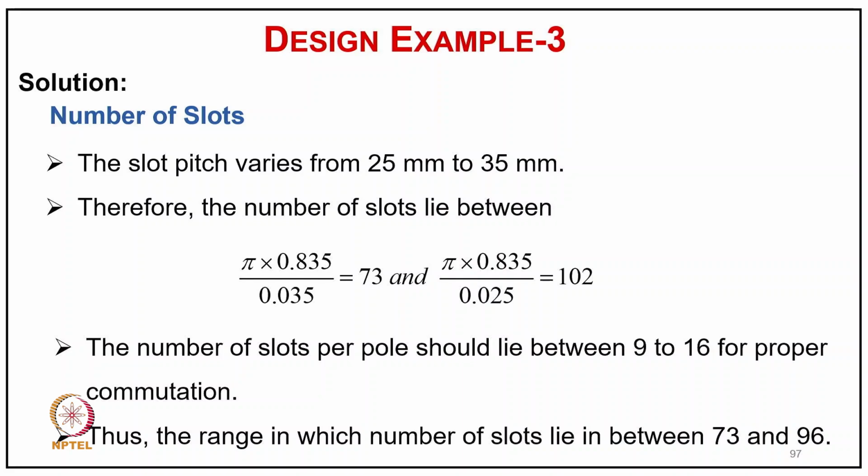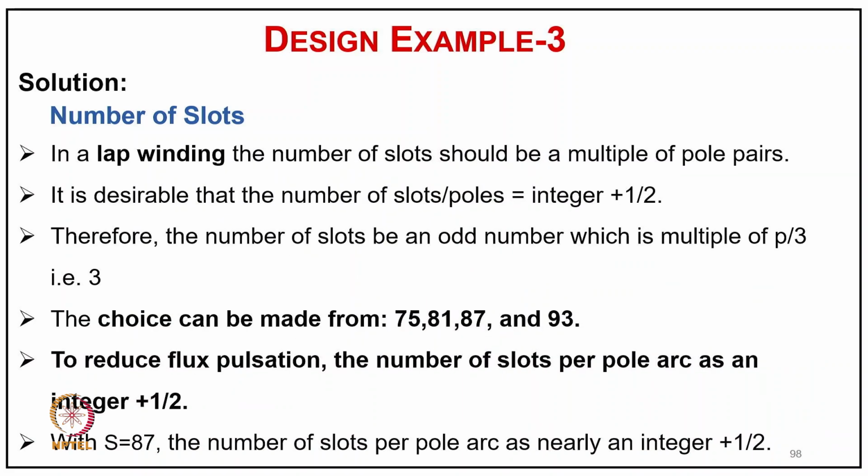Therefore, number of slots lies between pi D upon the slot pitch, so it will be 73, and pi D upon the other slot pitch, it becomes typically 102. So number of slots per pole should lie between 9 to 16 for proper commutation. Thus the range of slots lies between 73 to 96. For number of slots in lap winding, typically the number of slots should be a multiple of the pole pairs. If it is desirable that number of slots per pole is integer plus half, then the number of slots should be an odd number which is a multiple of p by 3, that is 3, and the choice can be made from 75, 81, 87 and 93.